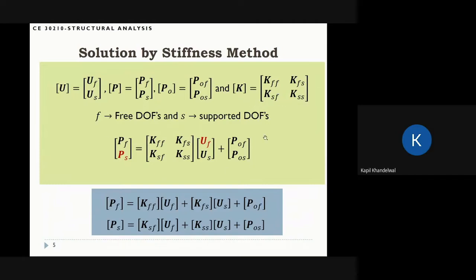And we can solve this system in a partitioned form like this. And so we write the first equation as PF is equal to KFF UF plus KFS US plus P0F. This is just the first equation here in the block form. And this is the second equation here in the block form. This is PS is equal to KSF UF plus KSS US plus P0S. And what we do is we solve the first equation for UF and then back substitute UF in the second equation to find PS. So it's a two-step process.